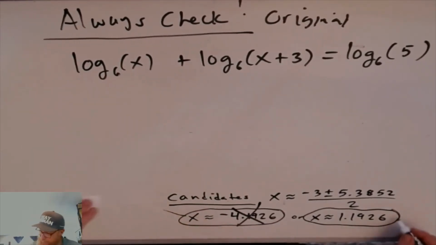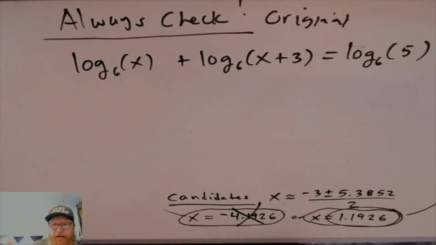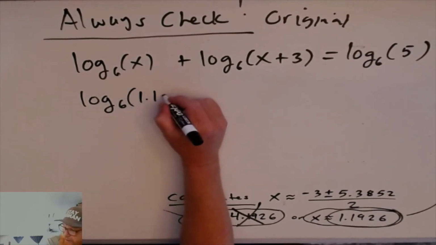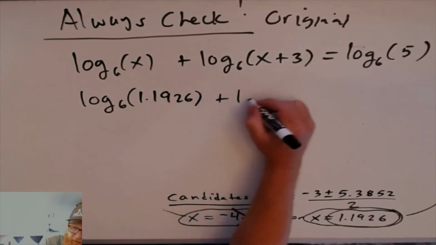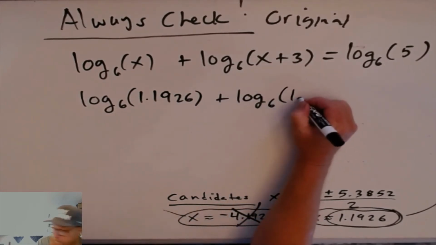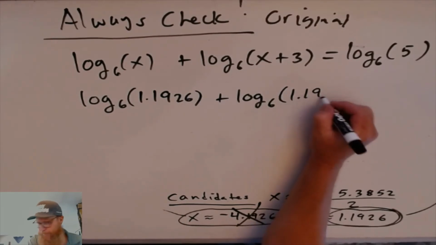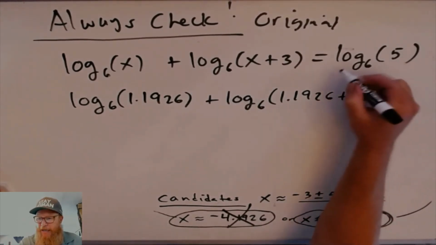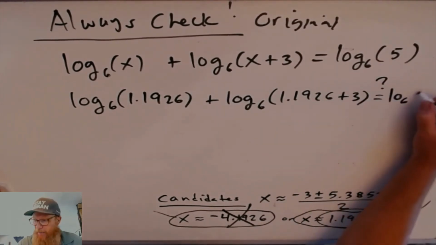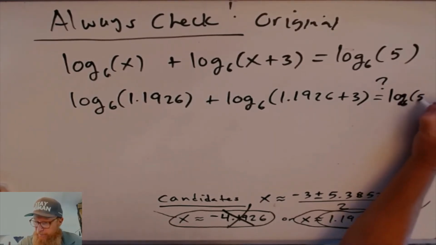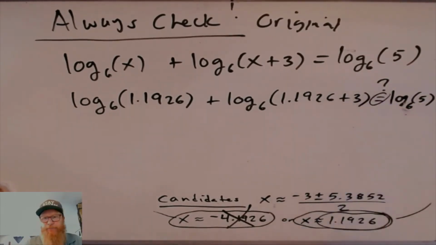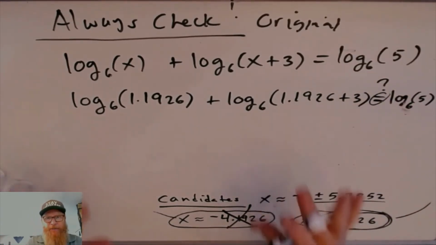Let's check the other one. The other one looks positive, so it's got potential, but that's not a guarantee. It has more potential because it's positive, but it still has to be true. So remember, we're just checking, does this equal log base 6 of 5? I don't know if it's true or not. Don't assume that it's true. That might not be true. So now let's see, does this make sense?